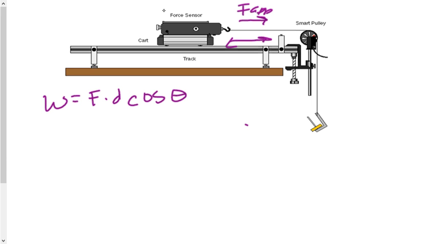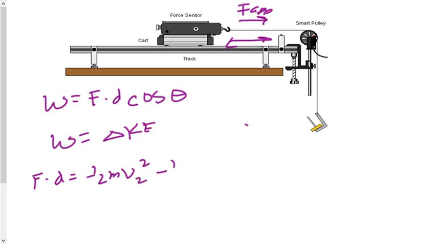And of course, we'll see that this object will change in its kinetic energy as it's being pulled. Now we're parallel, so the angle theta is 0, and the cosine of 0 is equal to 1. What that means is the work done is going to go into the change in kinetic energy of this object. So force times distance is equal to 1/2 mass times v2 squared minus 1/2 mass times v1 squared. And of course, if we start at rest, then v1 becomes 0.